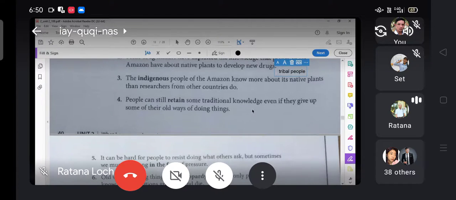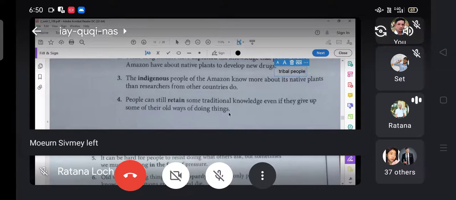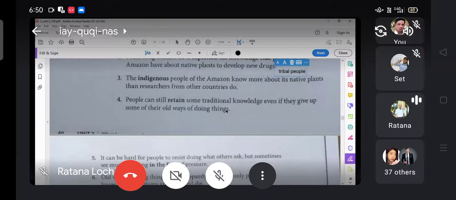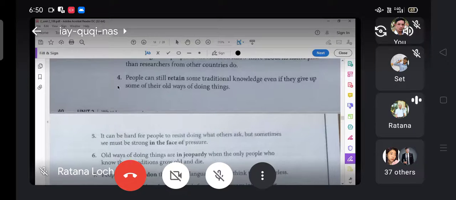In the Mekong River in Cambodia we have indigenous fish, like south, something like that. So it has stayed here for a long time. Okay, so I think that with indigenous, you just need to know that it means local people or native people or tribal people. Okay, how about number 4?